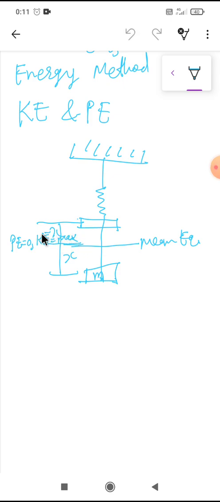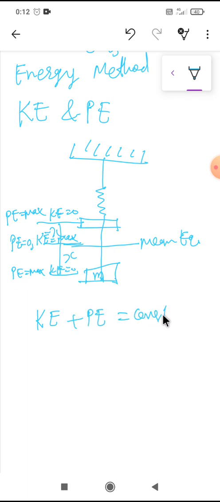And at the extreme position, the potential energy will be maximum and kinetic energy will be 0. Similarly here, potential energy will be maximum but kinetic energy will be 0. So as you can see, the total of kinetic energy and potential energy is a constant term. That is, kinetic energy plus potential energy is a constant term, some value that is maximum.